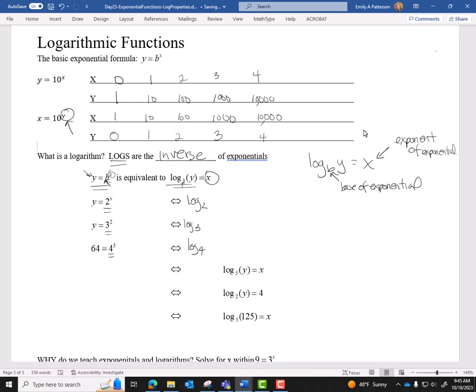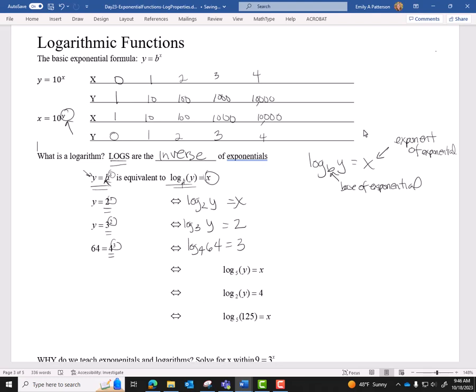Then the answer to my log is going to be that exponent. The answer to that log is going to be the exponent. The answer to that log is going to be the exponent. And then I don't have a great reminder, but it's the last thing that's there.